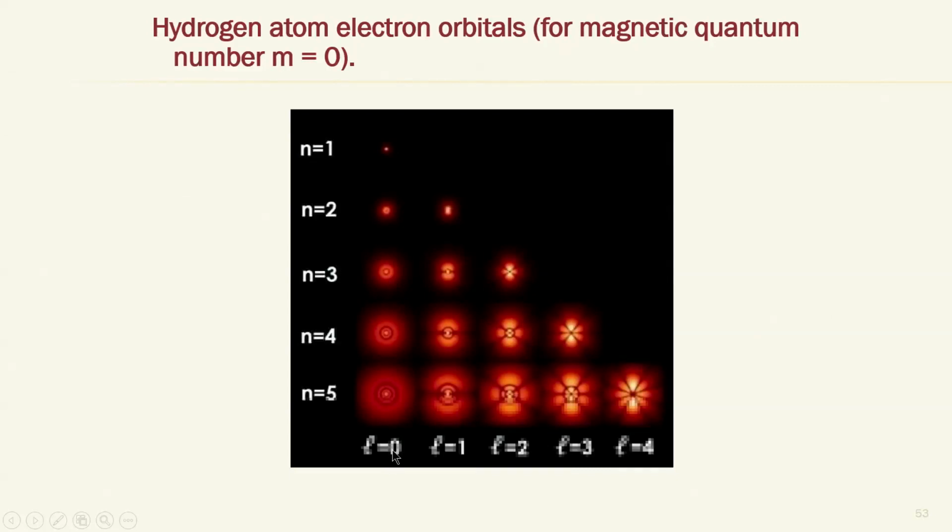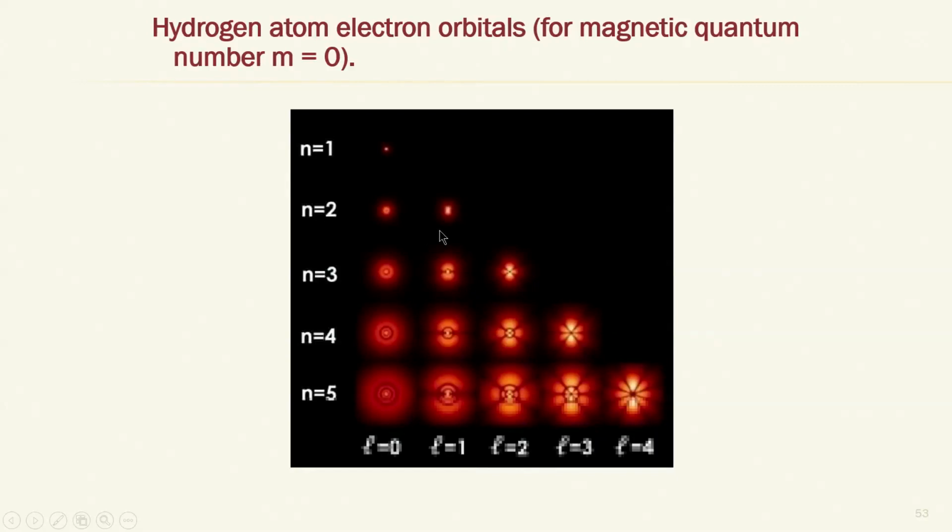Why? Because n is equal to 1, L should be n minus 1. So, this orbit is defined as L is equal to 0. Similarly, if n is equal to 2, L should be 1 and there is no possibility for this to be L is equal to 2.